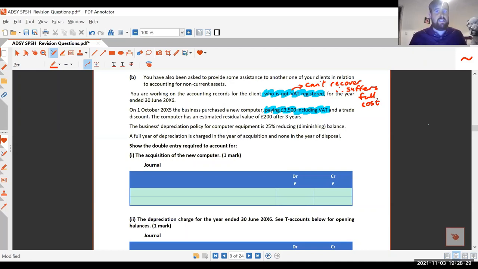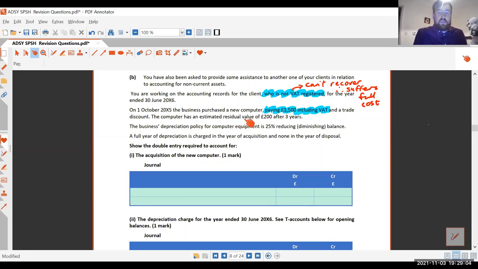Yeah, absolutely, Catherine. Spot on. Really good way of putting that. So in this case here, the cost that we're looking at is going to be the £3,500. You're just going to bring it in. If you want to use the terminology, you're bringing in that gross figure because they can't reclaim the VAT element. We're not worried about the trade discount either because we're more interested in the actual physical cost to the business itself. So that 3,500 figure seems to be the one to go with.